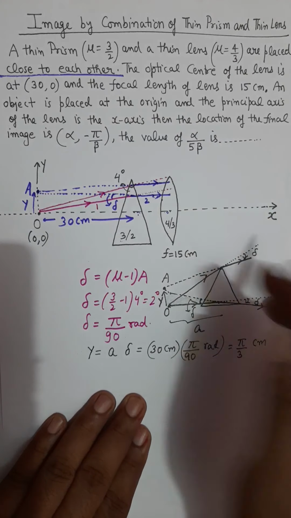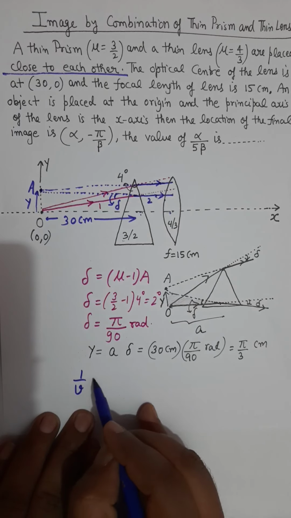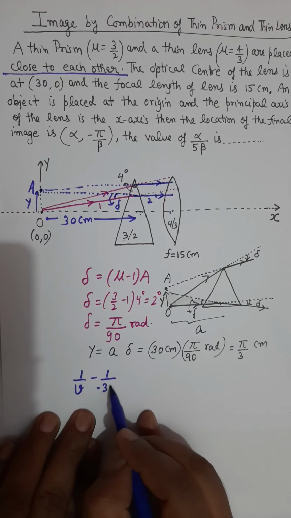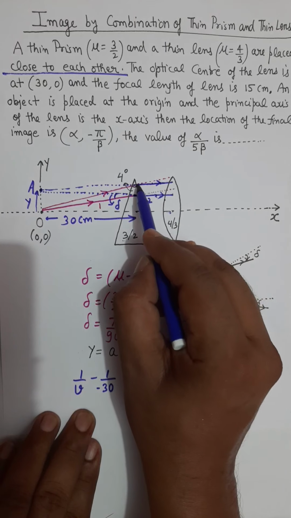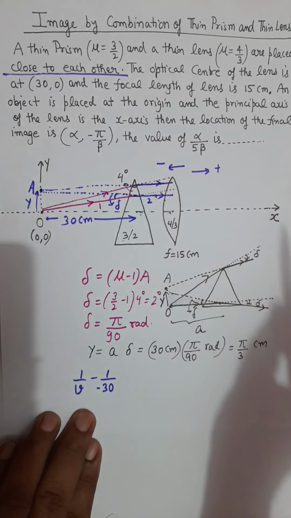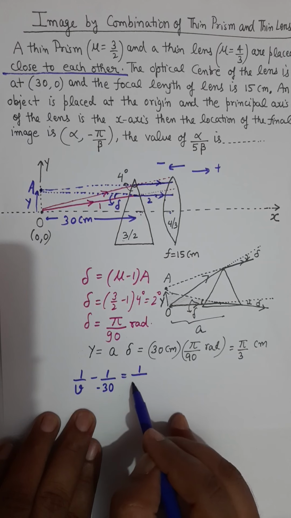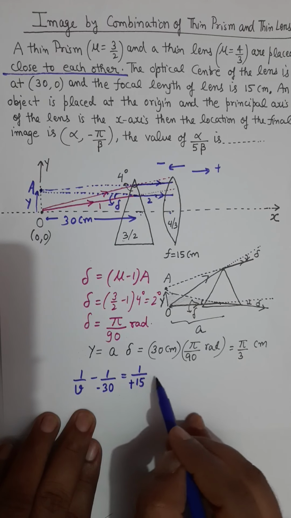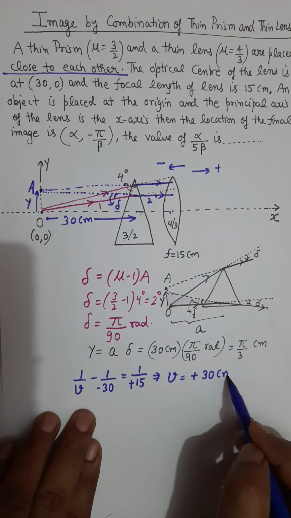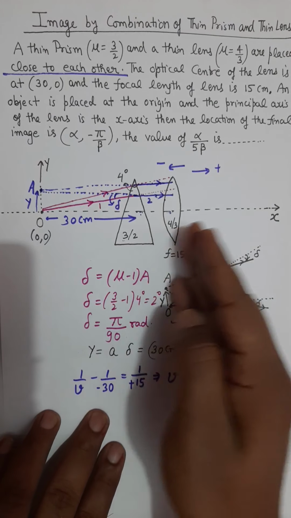And now for that lens, if you follow the lens equation, which is 1 over v minus 1 over u equals 1 over f, then the object distance for the lens can be considered as minus 30 as per the optics sign convention. Notice that the ray is going to the right side. So this direction will be positive and the opposite direction is negative. So according to sign convention it is minus 30, and then 1 over focal length. Since it is a converging lens, the focal length is plus 15, and you get v equals plus 30 centimeter, that means the image will be formed on the positive side.